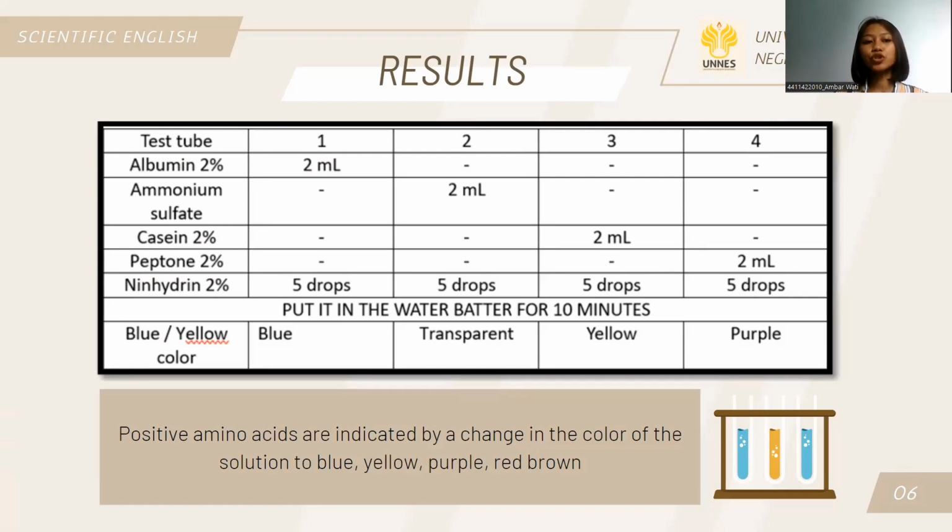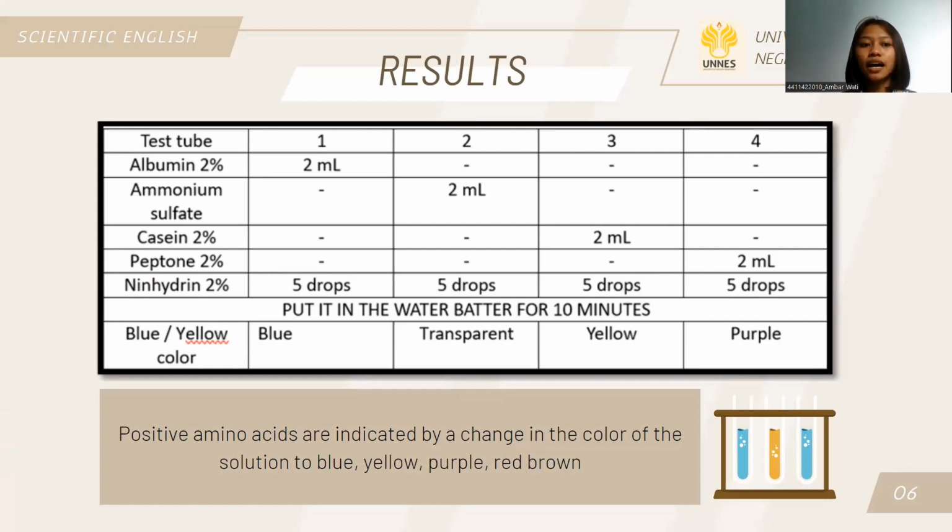The first test tube containing 2% albumin and ninhydrin reagent produces a blue solution, which means the tube is positive for amino acid. And the second test tube containing ammonium sulfate and ninhydrin reagent produces a transparent solution, which means the tube is negative for amino acid.